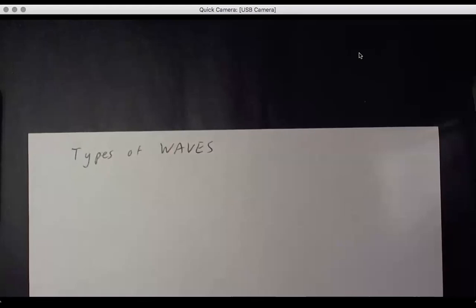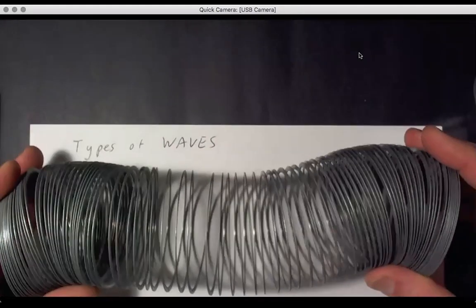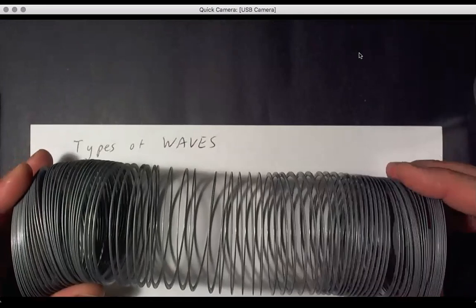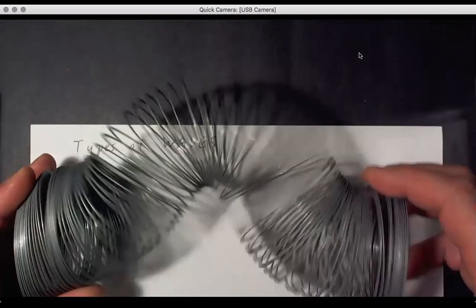Okay, it's time to begin Unit 16E, which is about waves. And we begin with the types of waves you can have. I've got my little wave generator here, otherwise known as a slinky. You can have a wave that's just a pulse, travels along.